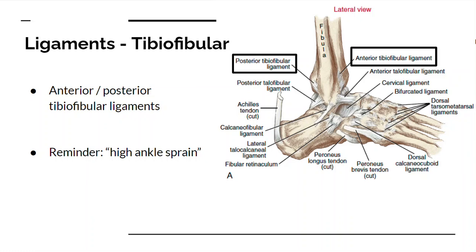All right, let's review the ligaments of the ankle joint. So we have the tibiofibular ligaments. You have an anterior and a posterior tibiofibular ligament, and they are shown, put in a different color on here, right here. They are just connecting the tibia and the fibula. And again, a strain or a tear or a micro tear on these ligaments is considered a high ankle sprain.